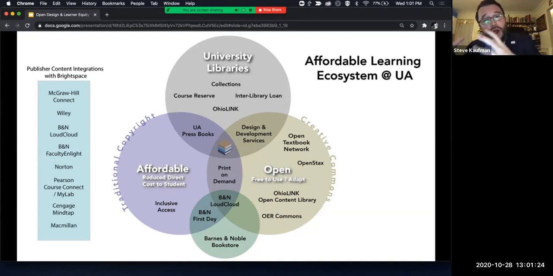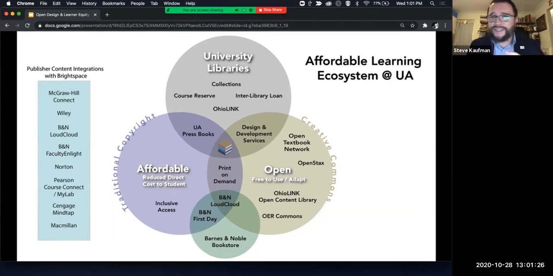And of course, there's also the open world, right? We know about all of these different things like OpenStax, Open Textbook Network, the Open Ed Collaborative. We know about BC Open Campus. We know about all these things. And that certainly has a play. We have affordable. The bookstore has a piece of this.